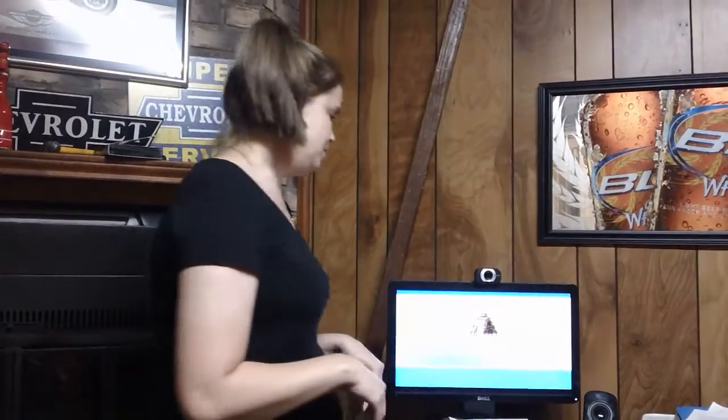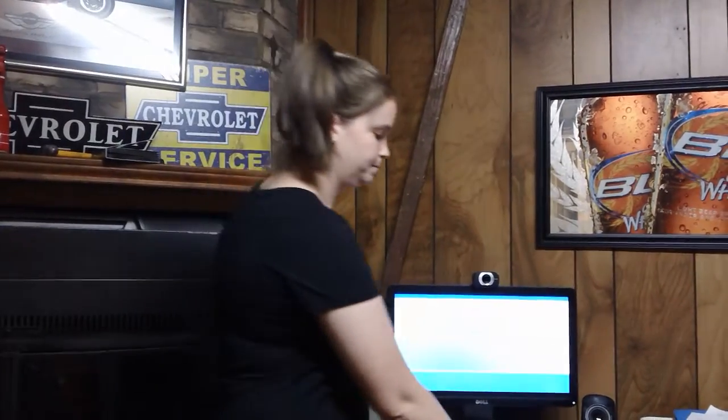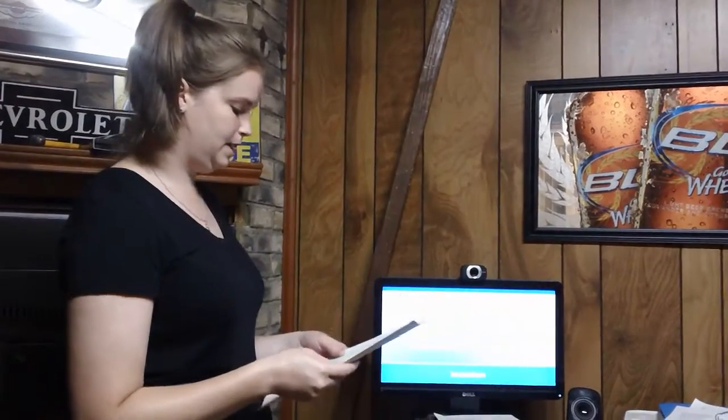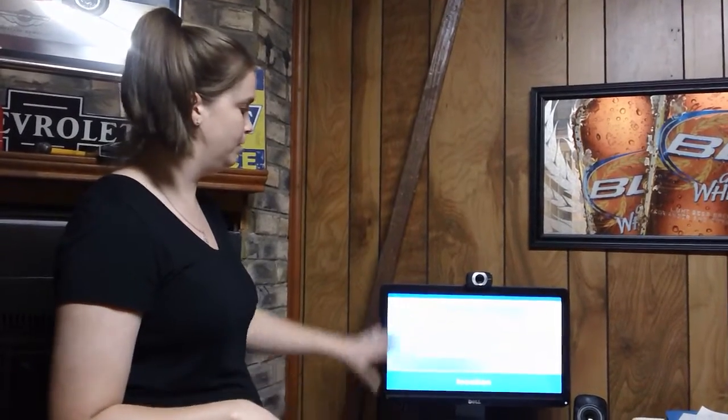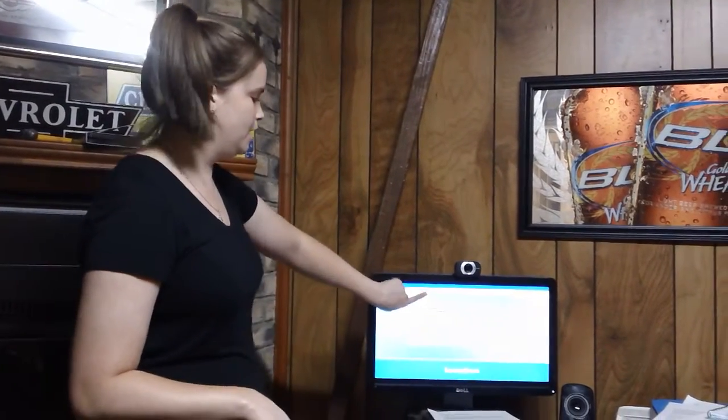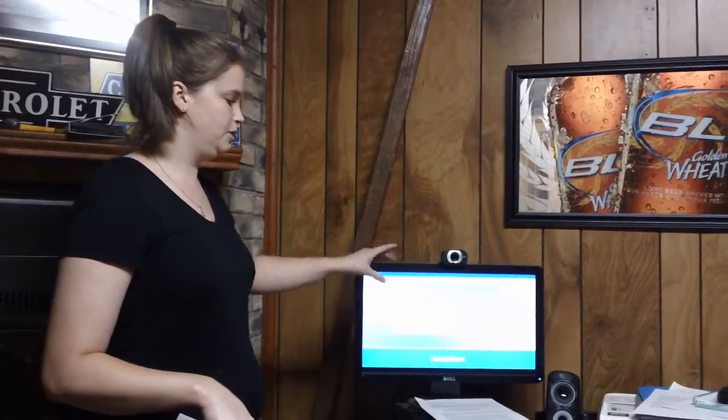So the particular tick that we're going to be talking about today is located in areas of Canada and the western United States. So on my screen here, the yellow area is where these particular ticks would be found.